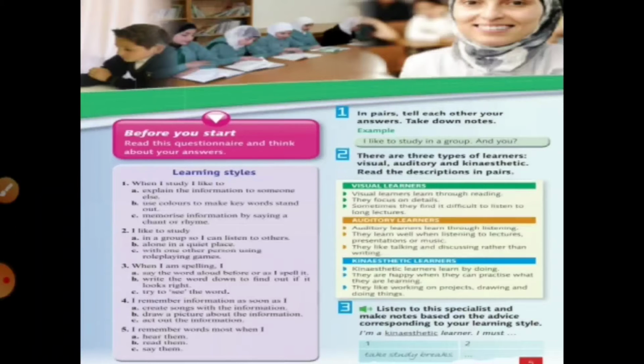إذن some students بعض الطلاب they learn بيتعلموا by what? Reading. Through reading. عبر القراءة. And other students they learn by what? By working on a project, by playing, by drawing. لأن كتير طرق للتعلم. تمام؟ And in this unit we are going to talk about these types of learning or types of learners also. We are going to talk about them.